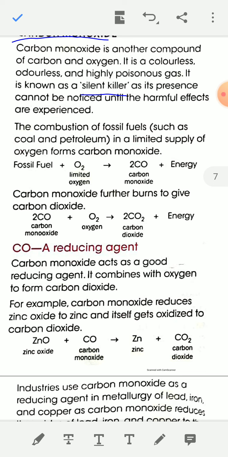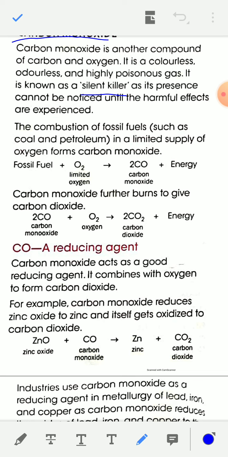Now some important properties or characteristics of carbon monoxide. CO, carbon monoxide, acts as a good reducing agent. It combines with oxygen to form carbon dioxide, and it reduces metal oxides like zinc oxide, metal oxide to metal.